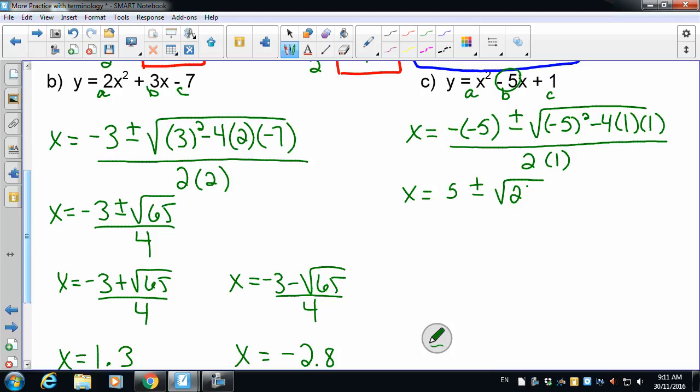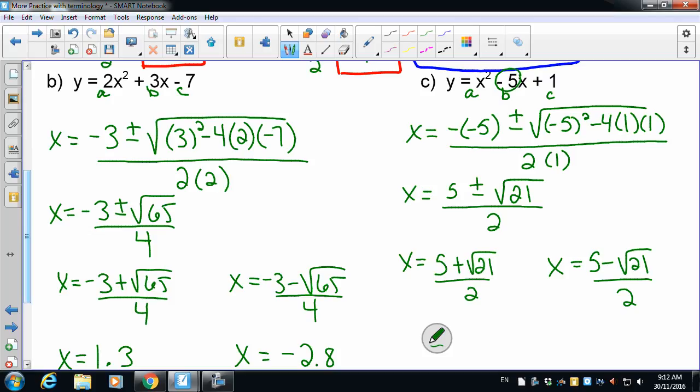21. Divide by 2. And then we'll get our two x-intercepts, one from adding and dividing, and one from subtracting and dividing. So 5 plus square root of 21 equals that, divided by 2, gives me 4.8. And 5 minus square root of 21 is that, divided by 2, gives me 0.2.